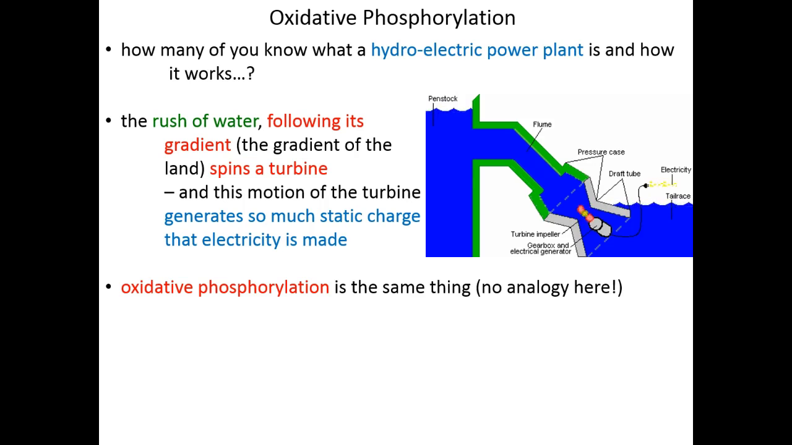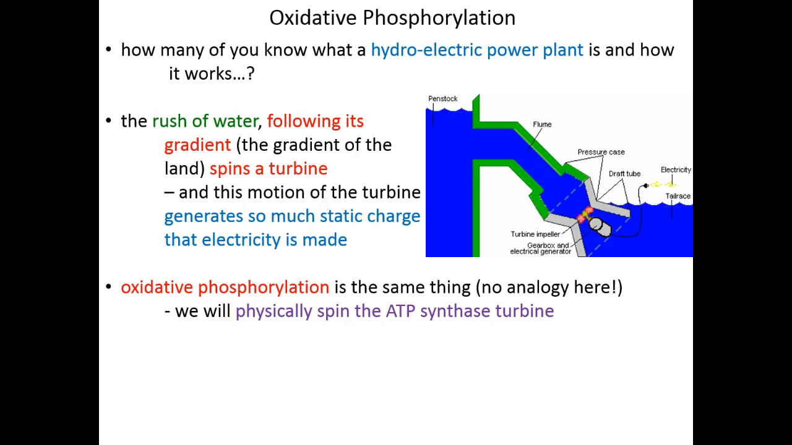Oxidative phosphorylation works under the exact same principles. And I know I'm an analogy-based instructor. I know I use analogies quite a bit. No analogy here. ATP synthase is a turbine. It physically spins as protons flow through it. It's one of the most amazing things I've ever learned about in my life.